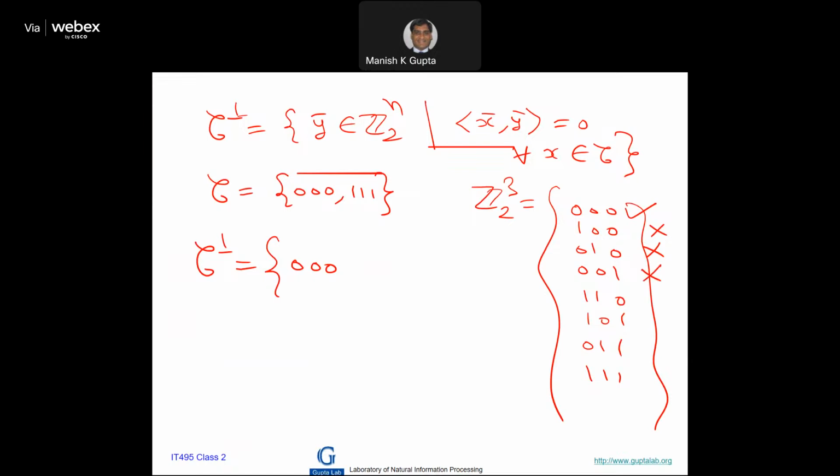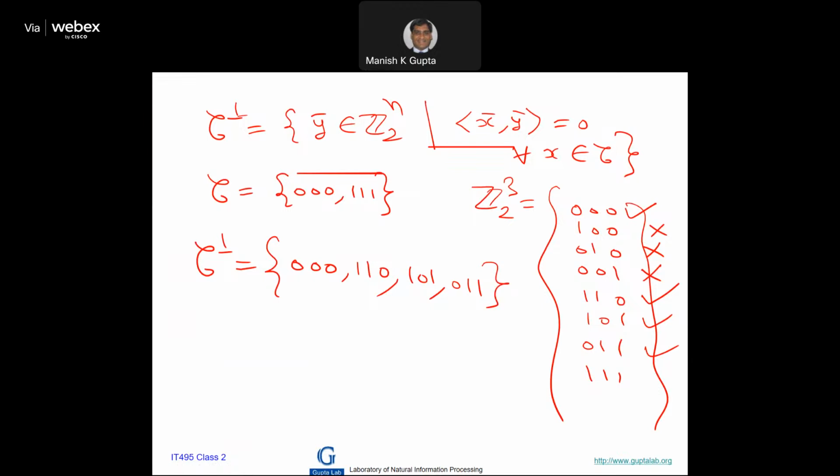What about 1, 1, 0? 1, 1, 0 has inner product with 0, 0, 0 which is 0, and also with 1, 1, 1, it is 0, right? So this is going to work for us. 1, 1, 0. What about the next one? 1, 0, 1. That is also going to work. And 0, 1, 1. This is also going to work. What about triple 1? Triple 1 is not going to work, right?